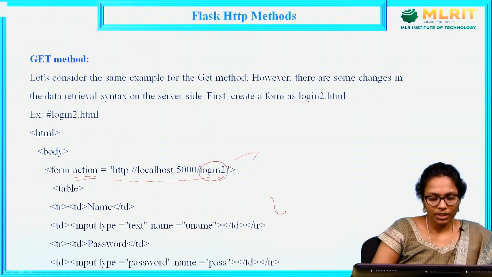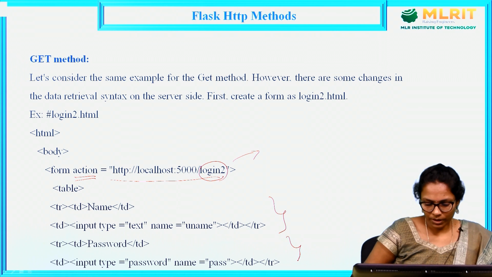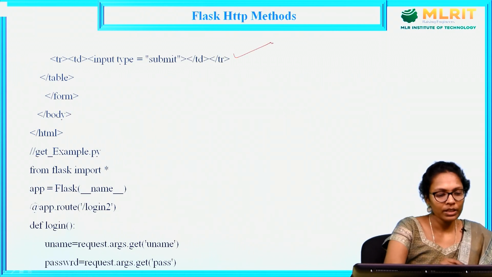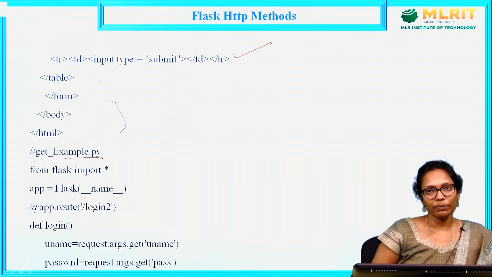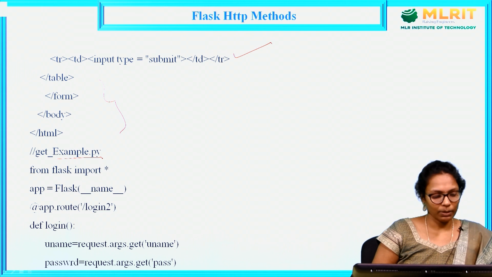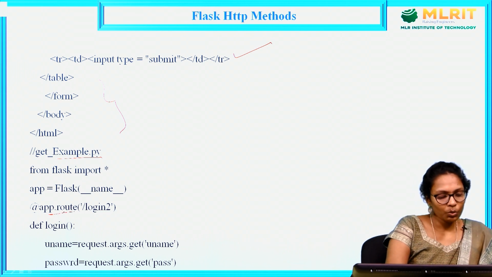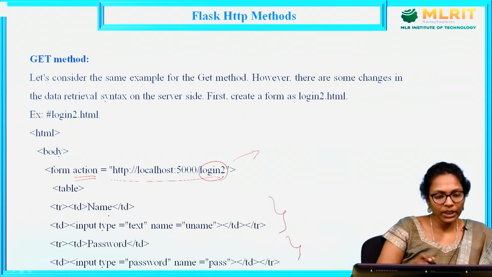So I'm taking username and password followed by one submit button. Then I'm closing this HTML form. Coming to the Python application, it is a little bit different to read the data from the HTML form if you are using the get method. While setting the route also, the URL is /login2, the same URL you are using here.